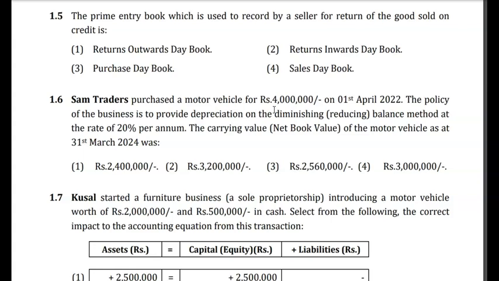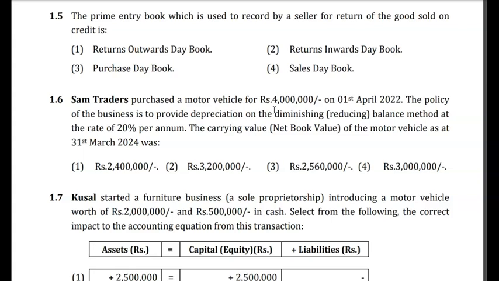So he sold goods on credit. Now those goods have been returned, right? So how do you record those returns? Return outwards? No. The returns outwards day book is used when you as a seller are returning to your supplier the goods that you bought. So basically the seller returns the goods to the supplier. When he is doing that kind of return, you have to use the returns outwards day book.